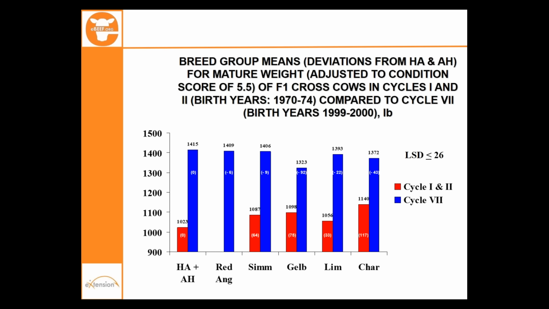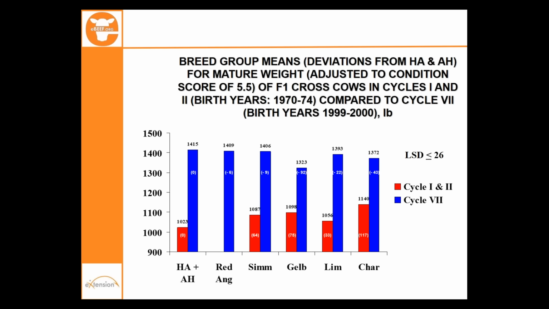And one of the interesting things is we've seen substantial changes in the breeds, here for cow size. That's the metric we're looking at. On the left is Angus Hereford, Hereford Angus crossbred cows, Red Angus, Simmental, Gelbvieh, Limousin, and Charolais. The red bars represent the old cycle 1 and 2 data, the blue cycle 7.